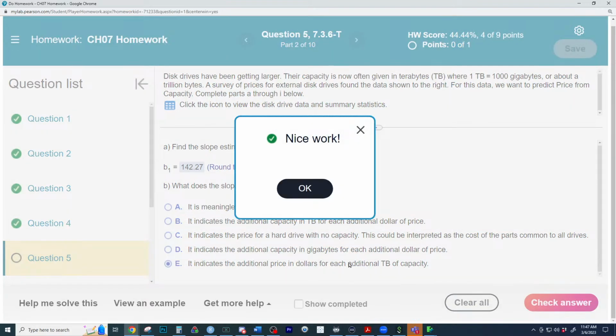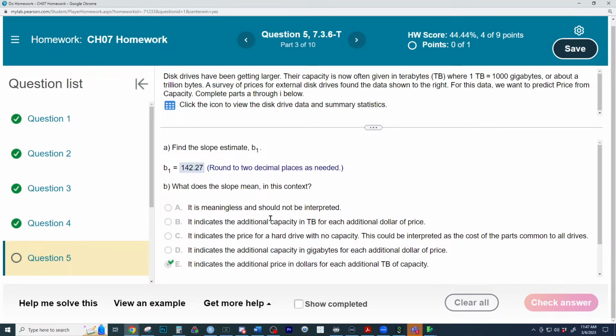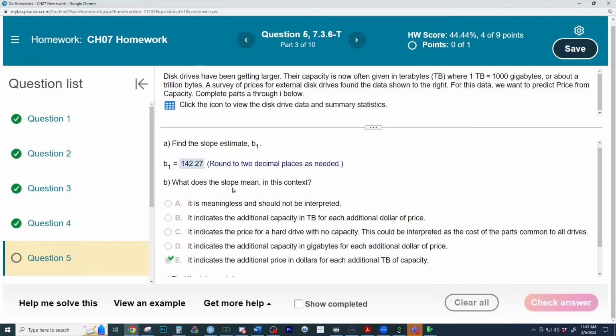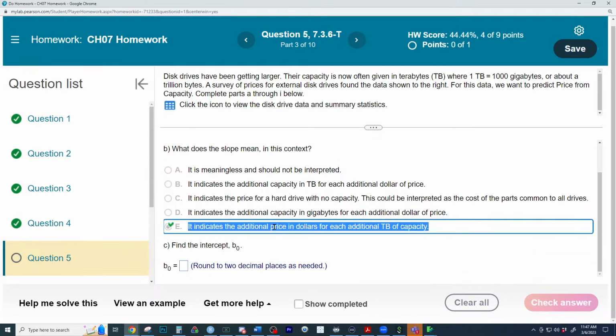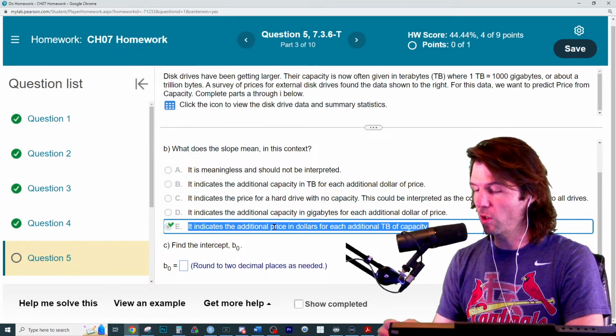Great work. Just the way they phrase it is not how we would write it on a test. So I always suggest writing it out that for each additional increase in terabyte, we expect the price of a hard drive to be $142.27 more. Know how to write it out because we want you to be able to interpret these for the test. I can't state that enough: make sure to write these out and interpret them in your own words.